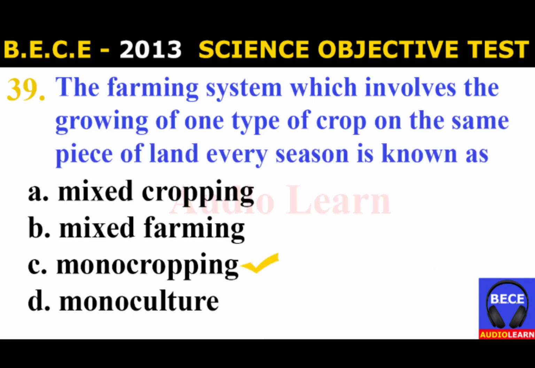Number 39. The farming system which involves the growing of one type of crop on the same piece of land every season is known as A. Mixed cropping, B. mixed farming, C. monocropping, D. monoculture. And the answer is C. Monocropping. The farming system which involves the growing of one type of crop on the same piece of land every season is known as monocropping.